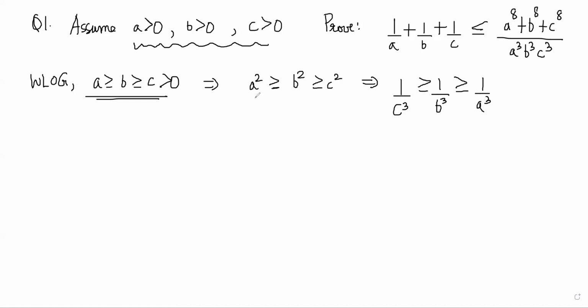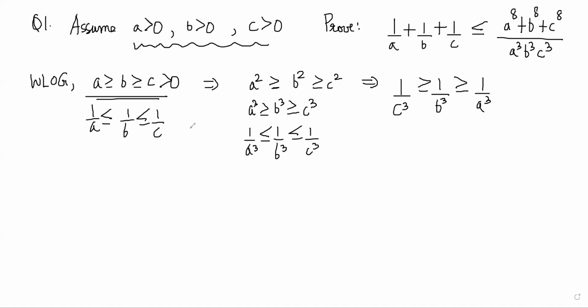Why? Because when we write it like this, A³ ≥ B³ ≥ C³. We take reciprocals, and we'll have to change the inequality sign. It will become like this, right? Similarly, what we can also say is we know from here 1/A ≤ 1/B ≤ 1/C. So therefore, it follows from this that 1/BC will be greater than or equal to 1/CA, which is greater than or equal to 1/AB, right?